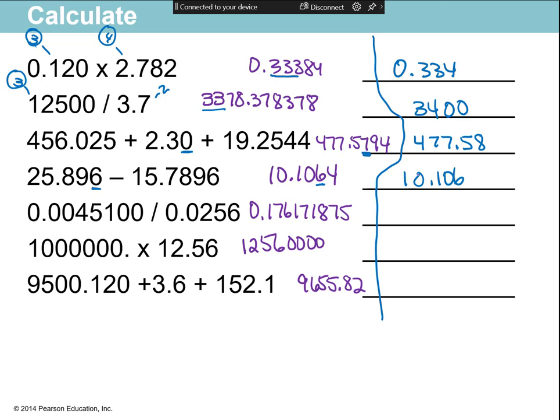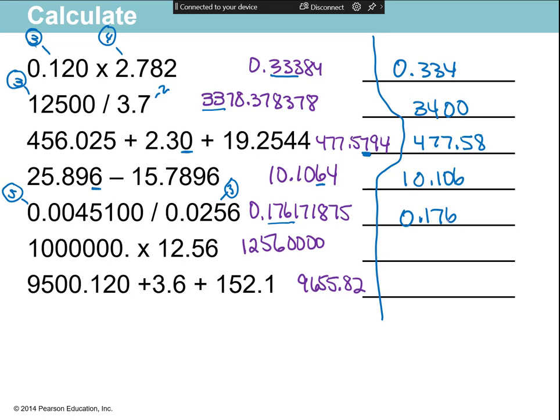This one is division. So how many significant figures is 0.0045100? There's a decimal place, so the zeros at the end count, right? So this one has 5. 0.0256 has 3. Right? The zeros out front don't count, and so the 256 does. That means I got to round this to 3. So the 1, 7, and the 6 stays the same. So 0.176. Does that make sense?